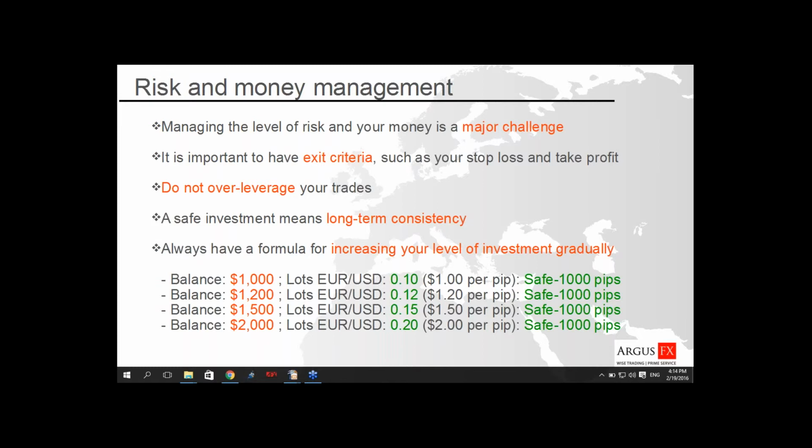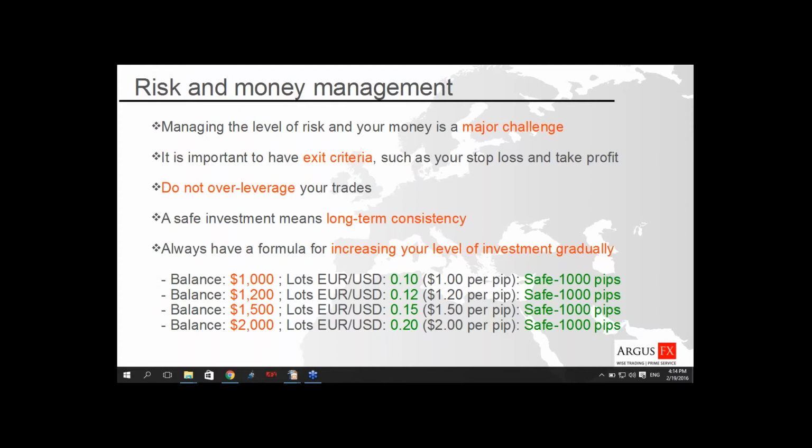You will not end up being in the beginner cycle, which the majority of traders end up at the end of the day. And they always try to find what went wrong. What went wrong is that money management was not applied. Always have a formula for increasing your level of investment accordingly. In other words, let's see 4 examples on the euro dollar.